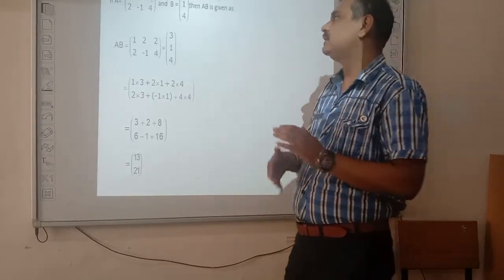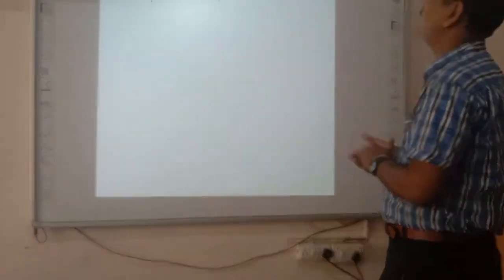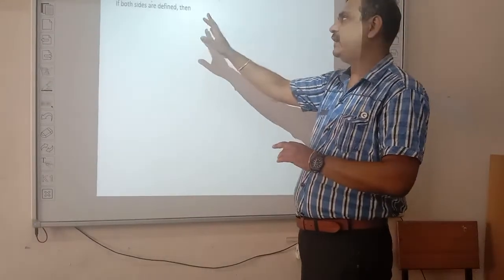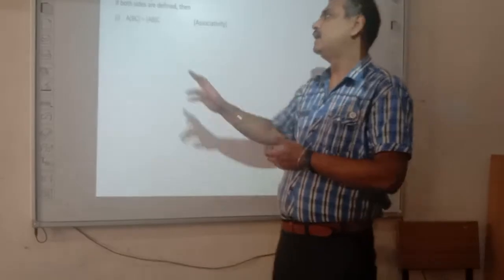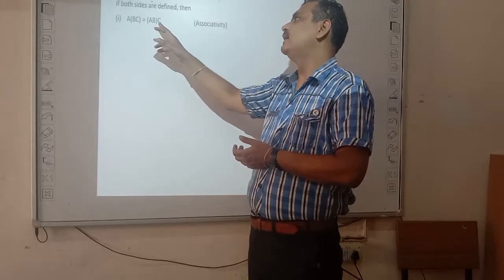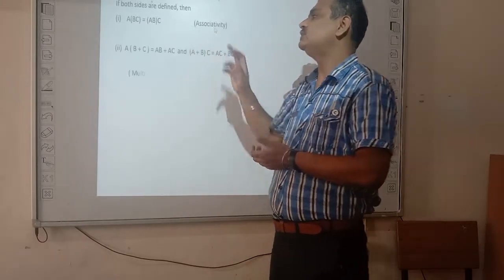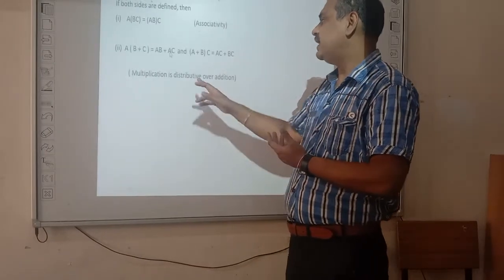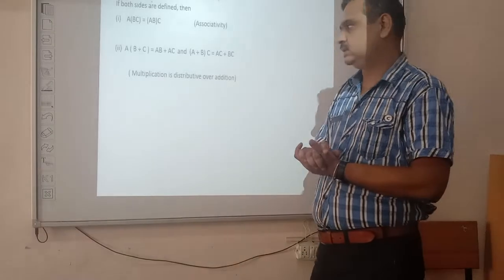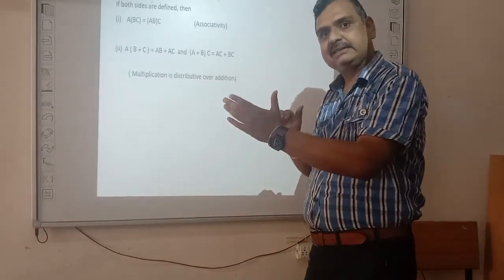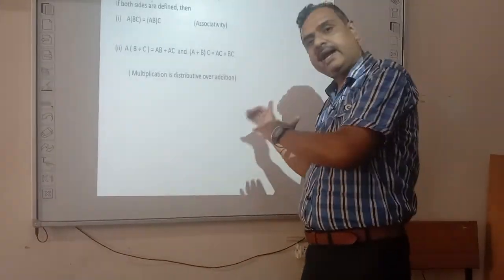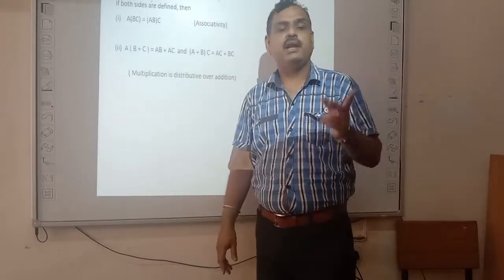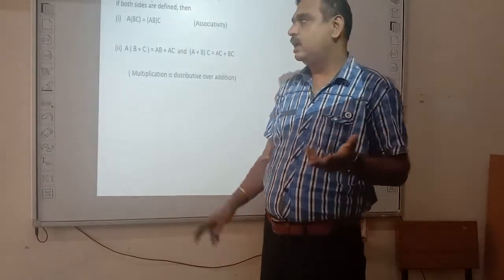Next, properties of multiplication of matrices. If both sides are defined, then A multiplied by (B C) equals (A B) multiplied by C, so associativity holds here. Distributivity holds: multiplication of matrices is distributive over addition. These two properties hold, but commutativity will not hold. A into B is not equal to B into A.